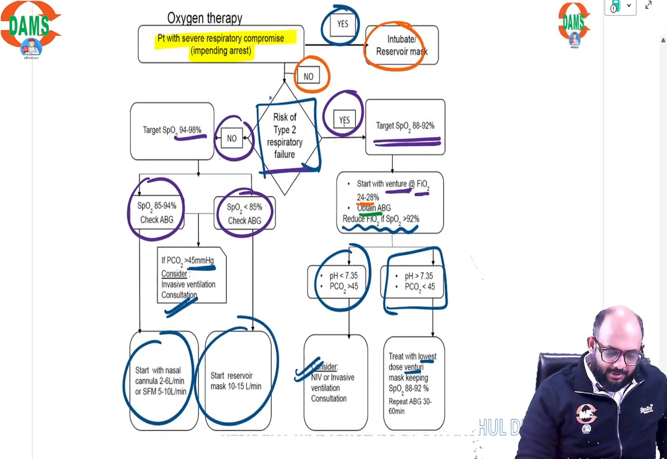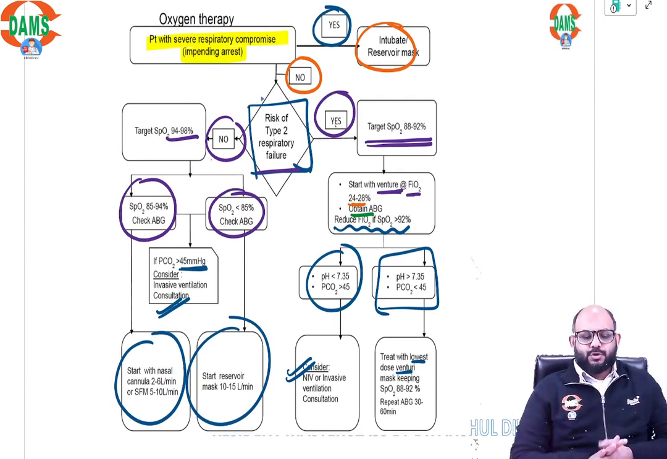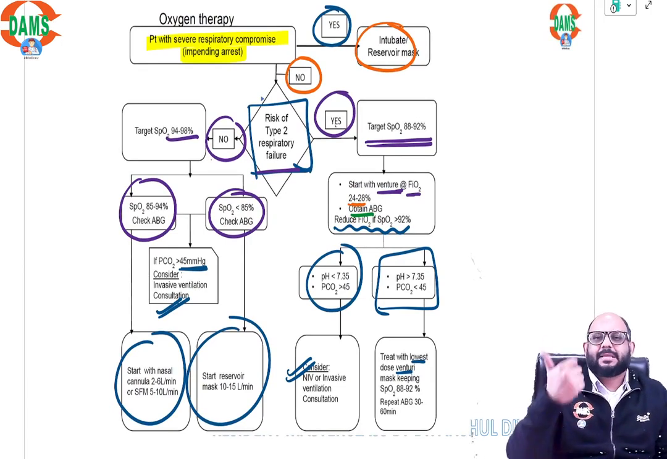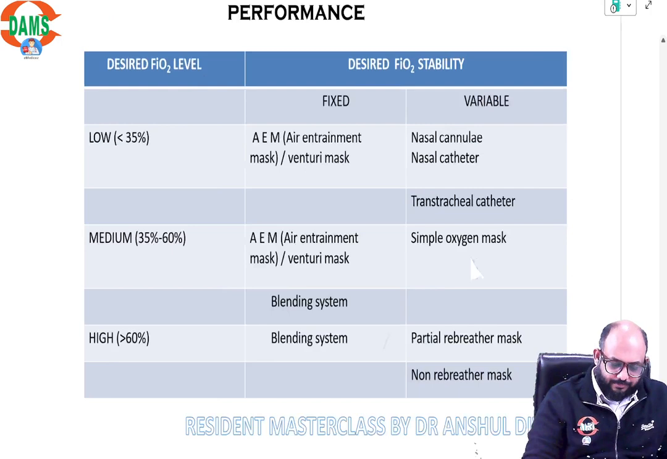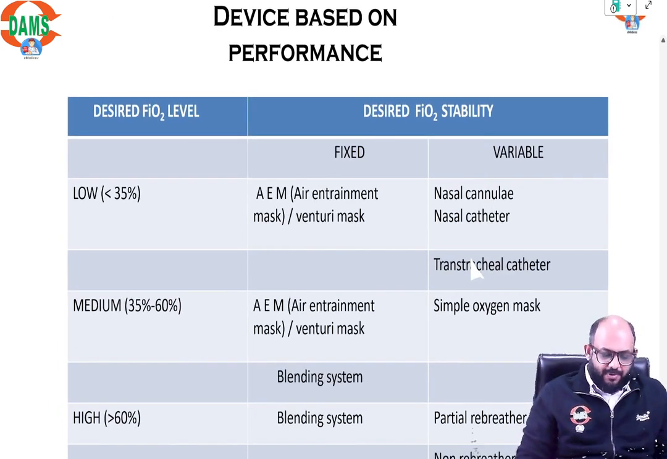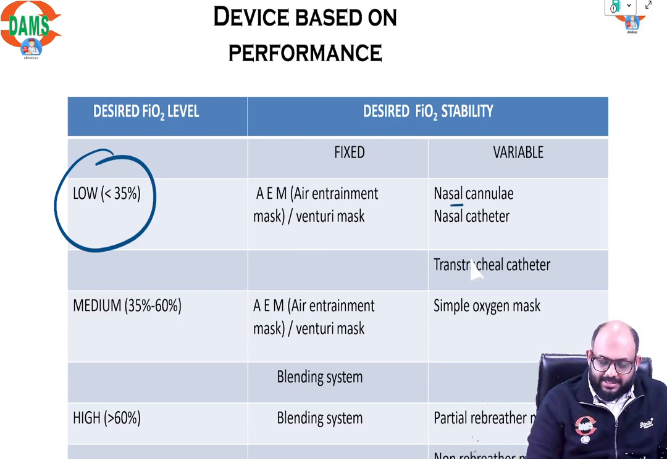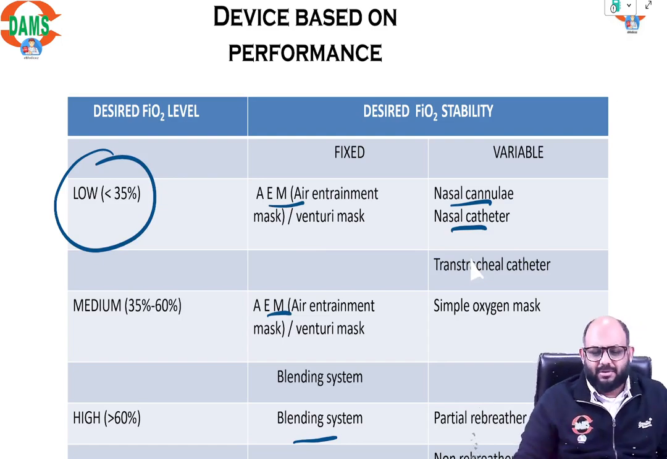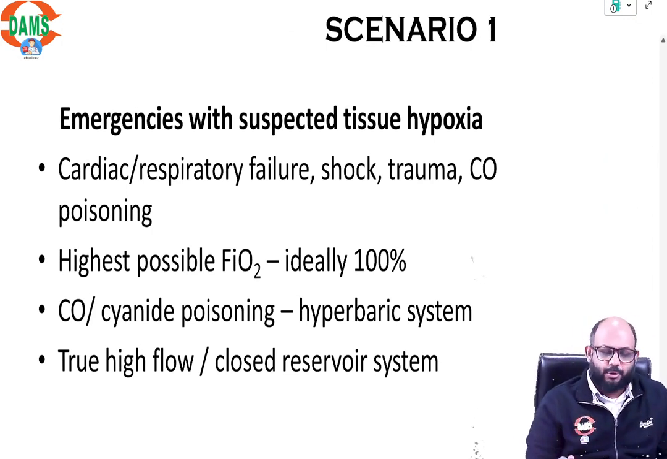Now, I have found this table to be extremely easy and useful to decide which O2 delivery device to use. Basically, you have nasal cannula, normal face mask, face mask with reservoir bag, and Venturi mask. This is device-based performance, desired FiO2 level, and desired FiO2 stability. If the desired FiO2 level is low, it is variable: nasal cannula, nasal catheter. Fixed is always air entrainment mask or HFNC. This is based on the simple understanding that whatever you require is what you will give. Let's see what you will do.